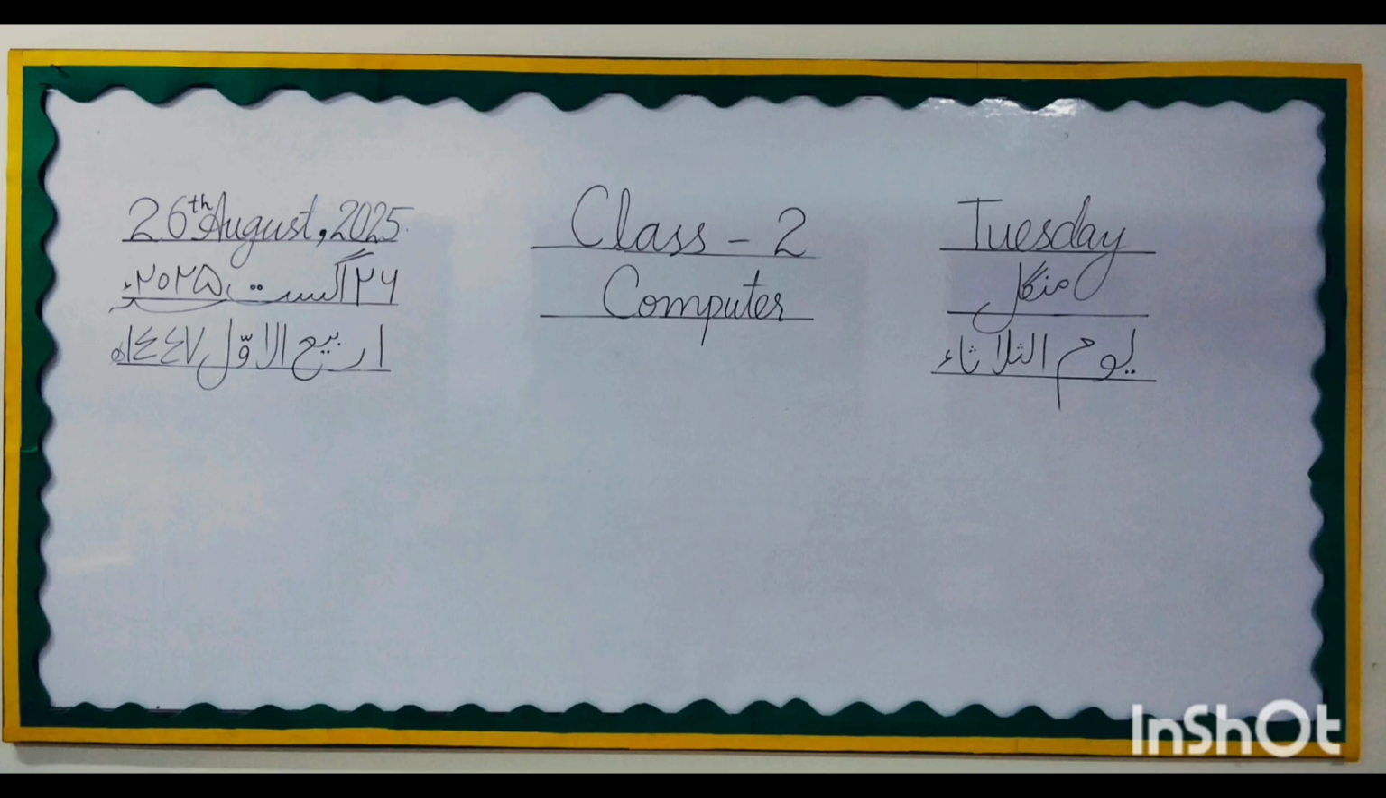25th August 2025. So today is 26th August 2025. In Urdu, we can say 26 August 2025. And the day is Tuesday. In the Islamic calendar, today is Yakam Rabiul Awwal 1447 Hijri and the day is Yawmus Sulasa.